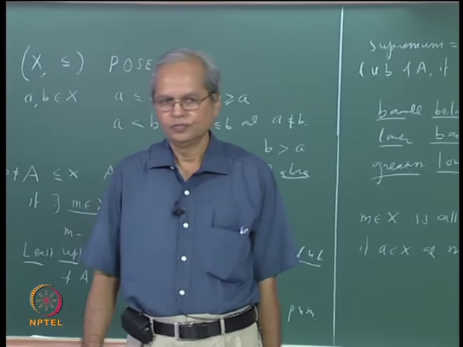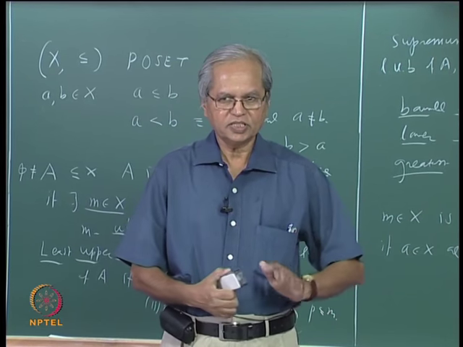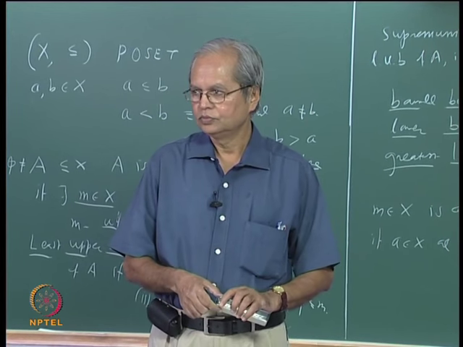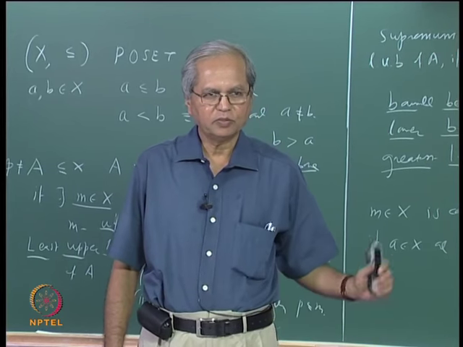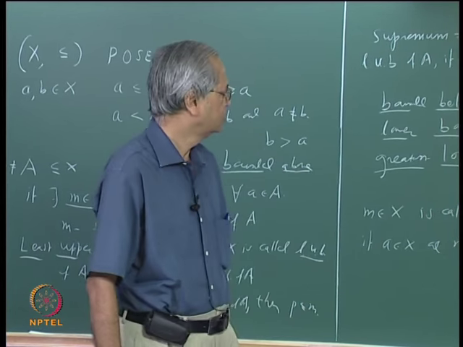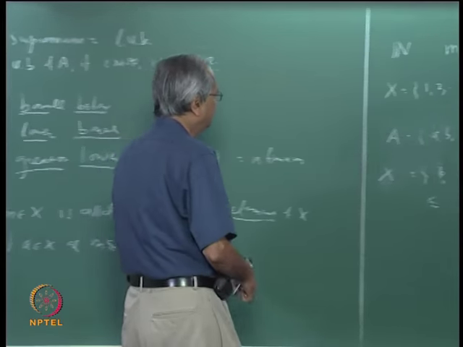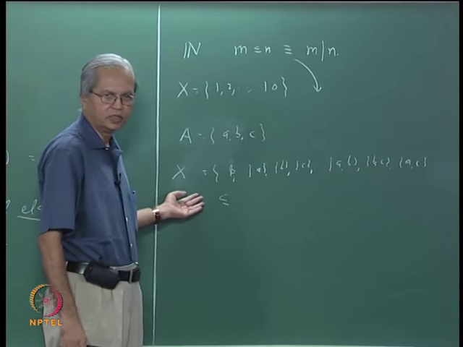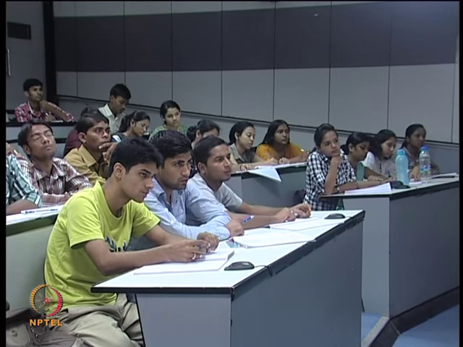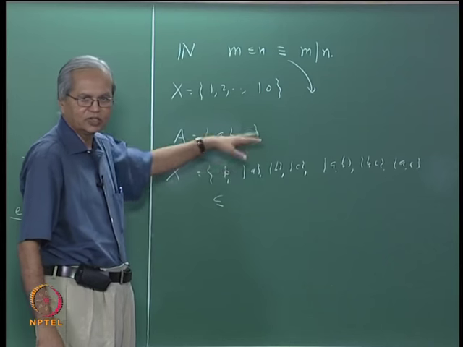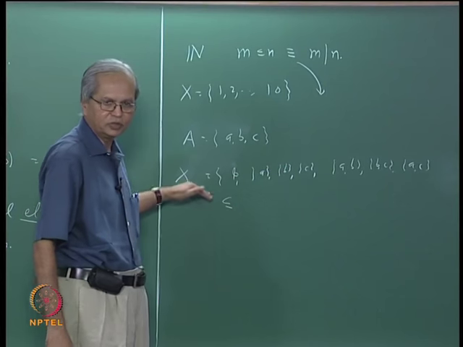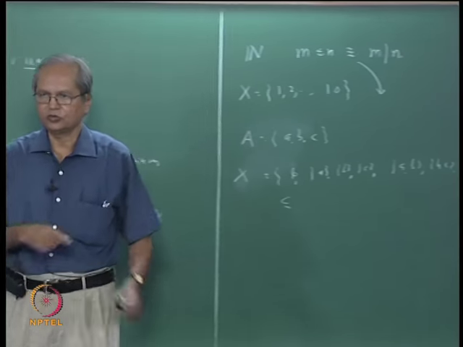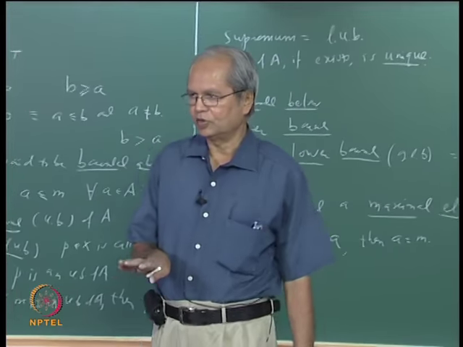Now does this set have an upper bound? The upper bound is ABC. But that is not here in the set. But an upper bound need not be in the set. But now I am considering only this set. I am considering the partial order only on this set, not anything outside this. ABC would be an upper bound, but I am not considering elements outside this set. So inside the set there is no upper bound.